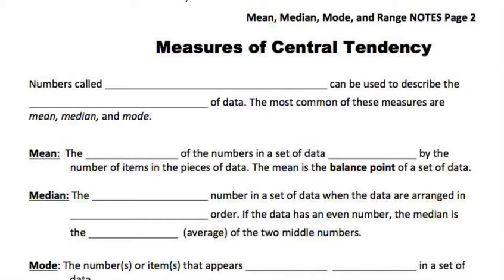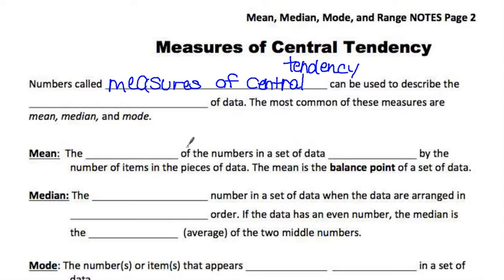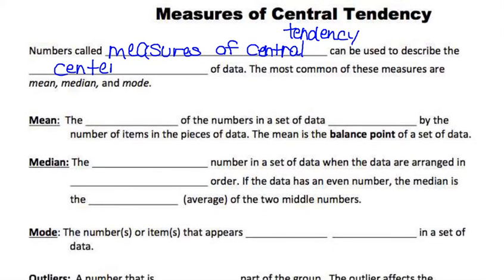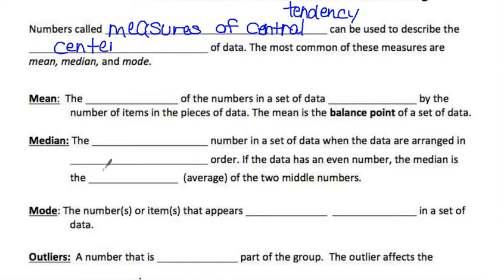In this video, we'll be reviewing measures of central tendency. So numbers called measures of central tendency can be used to describe the center of data, and the most common of these measures are mean, median, and mode. And you should have learned these last year in 5th grade, but we're reviewing them this year.